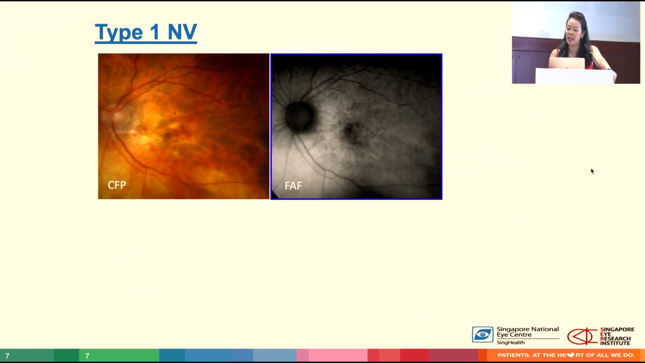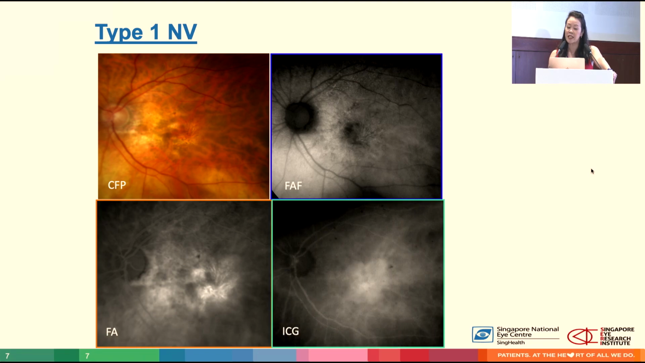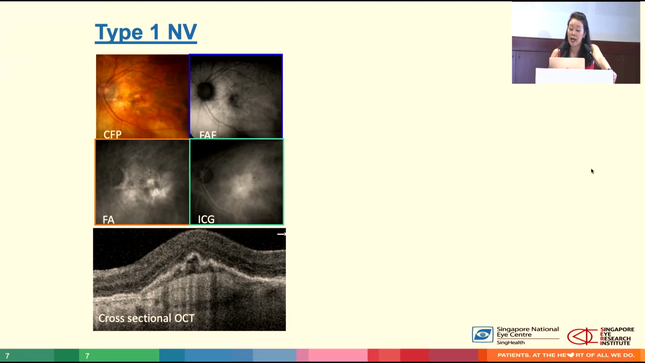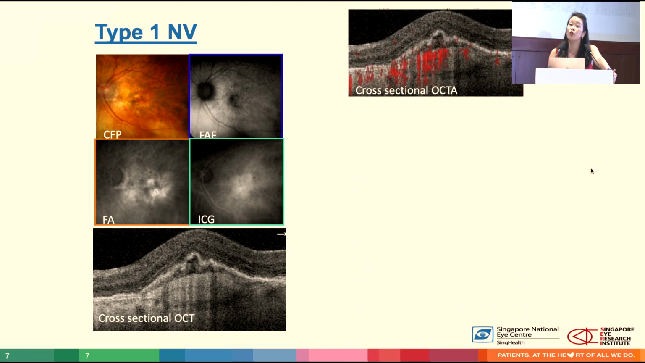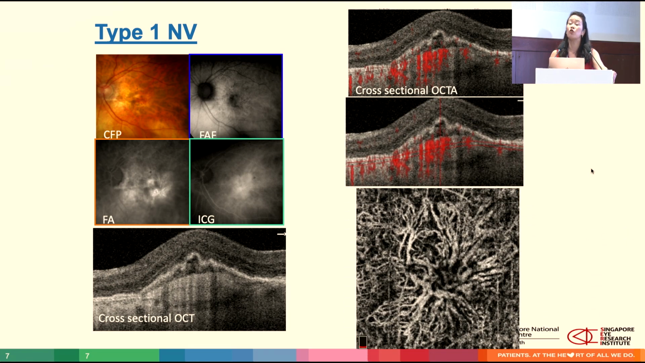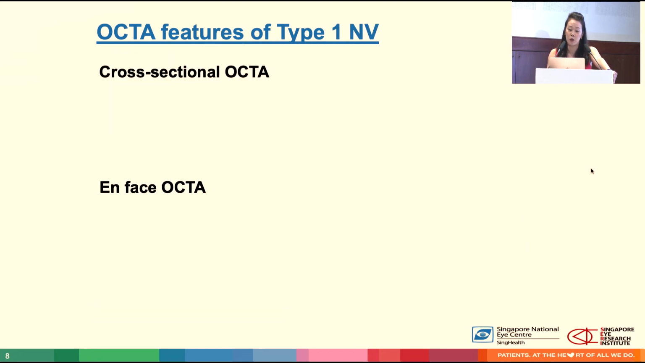This is a type 1 neovascularization. As you can see in the multimodal imaging, you have an occult leakage picture on FFA and a plaque on ICGA. When you then look at the cross-sectional OCT, you see a multi-layered PED, and this is very indicative of a neovascularized PED. And when you do the cross-sectional OCTA, you see flow is indeed in the contents of the PED, and that flow translates into a membrane that you can see on en face OCTA.